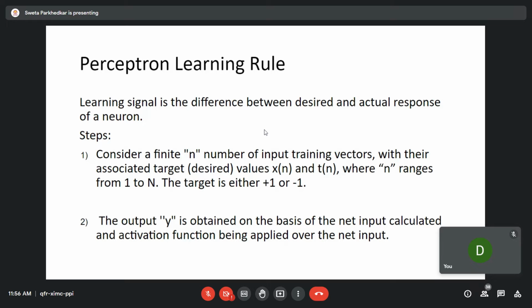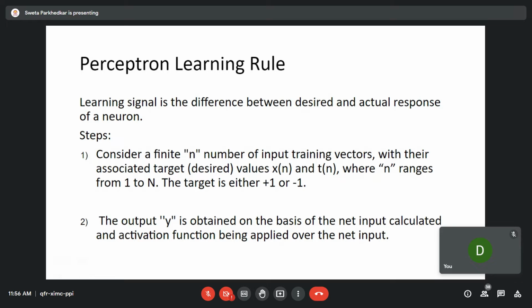From this, the input or hidden layers of the neuron can learn by using the error signal. So the learning signal is what? It is the difference between the desired and actual response of a neuron. Then what learning steps are there?